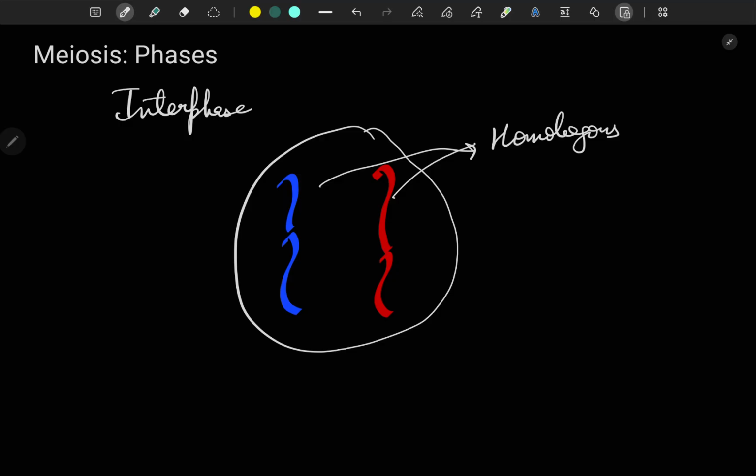The chromosomes which are the same in shape and size and have the same centromere position, and also they have the same length and staining pattern. They are what are known as homologous chromosomes. Now consider it is a diploid cell. It is a parent diploid cell, which has a pair of homologous chromosomes.